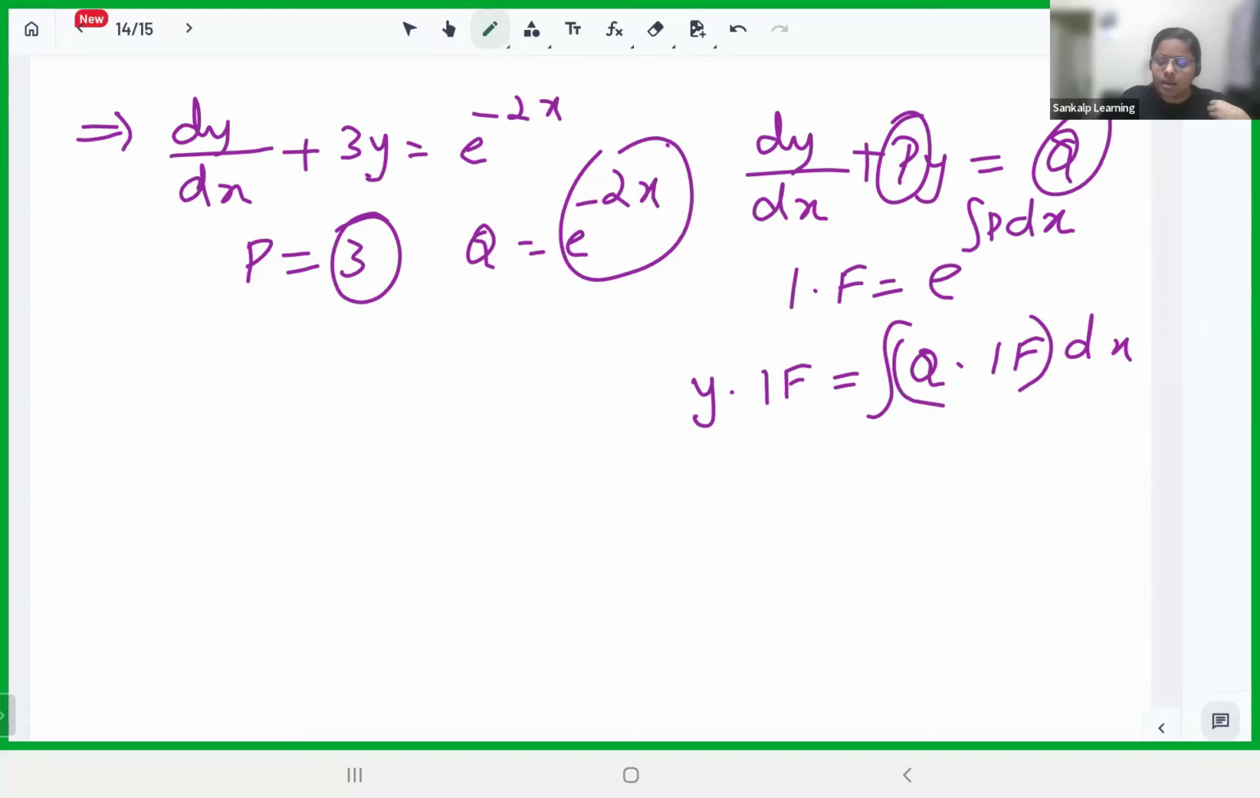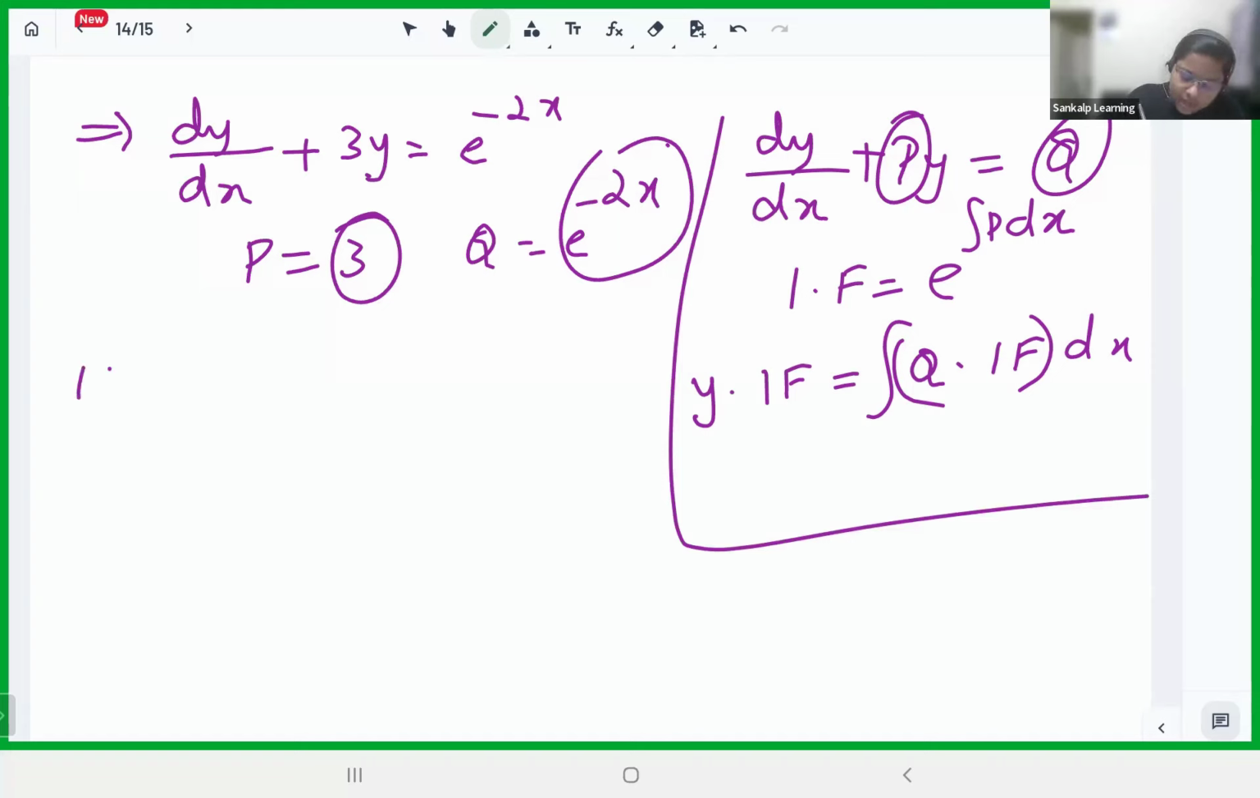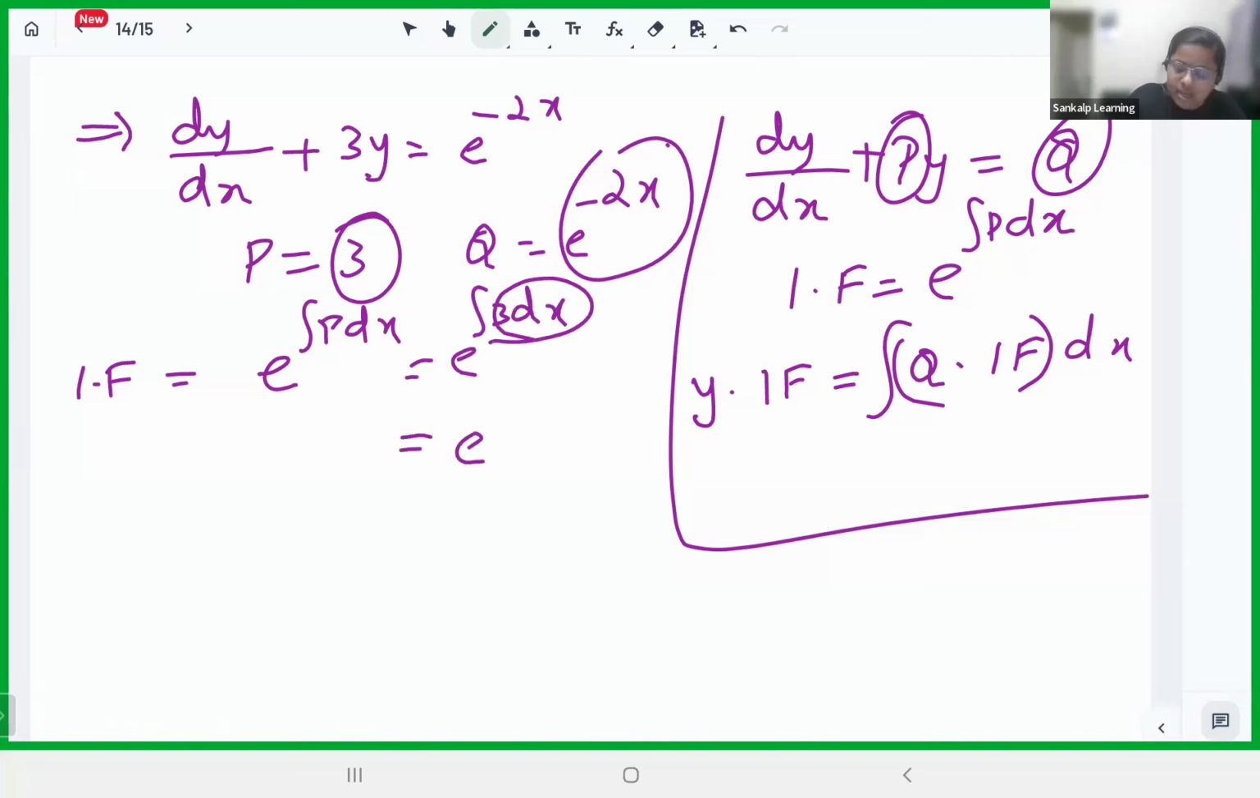This is how you solve this particular differential equation. Here I'm going to use that method. First, we are going to find out the integrating factor. Here p is 3, so e raised to integral p dx becomes e raised to integral 3 dx. Integral 3 is 3x, so the integrating factor is e raised to 3x. So y into integrating factor is equal to integral q into integrating factor into dx.